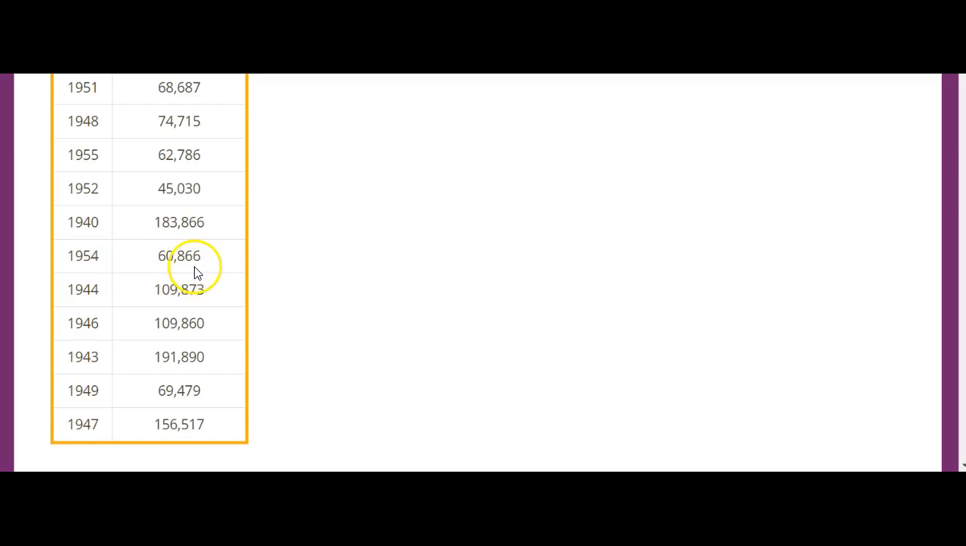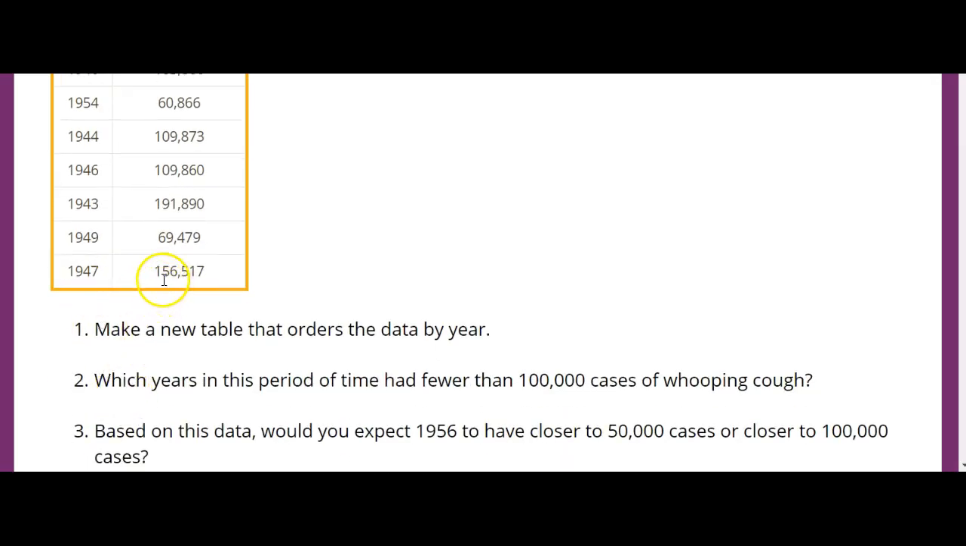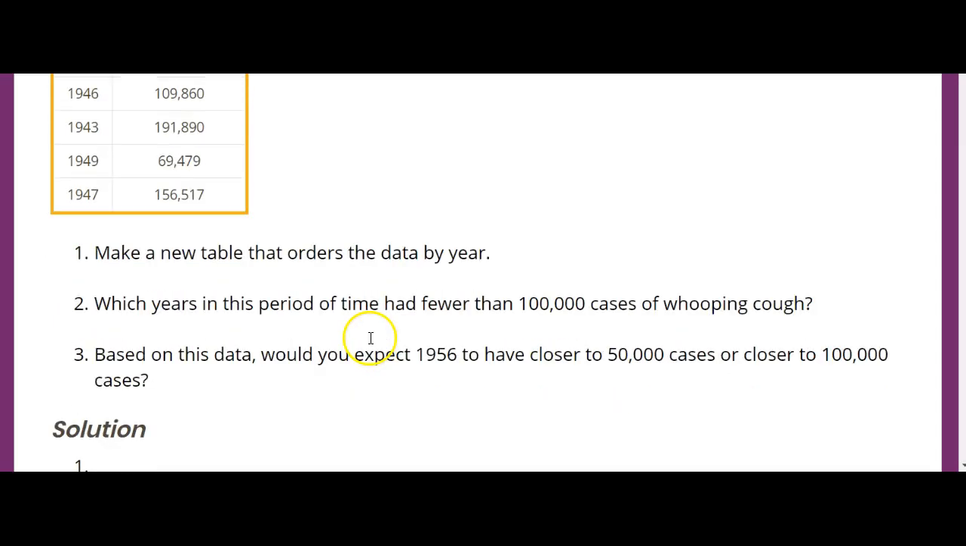1954, 60,866. 1944, 109,873. 1946, 109,860. 1943, 191,890. 1949, 69,479. 69,479, that is 1949. And then 1947, 156,517. Okay. All right.